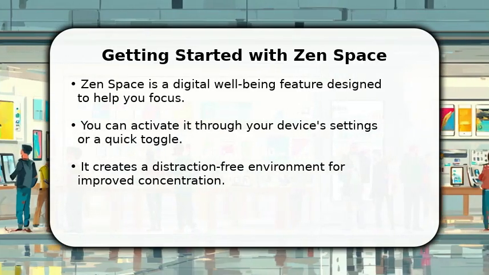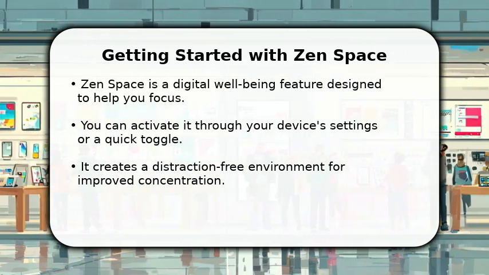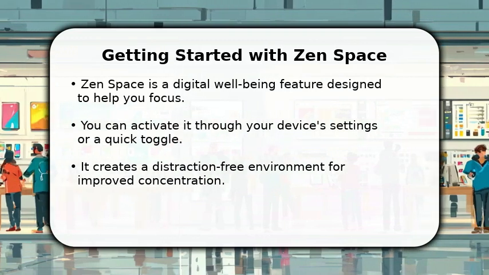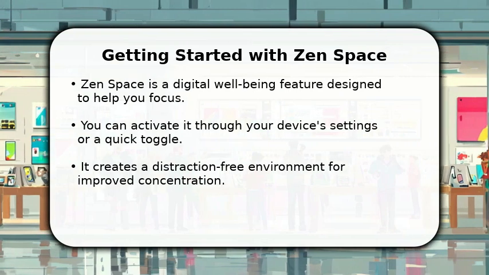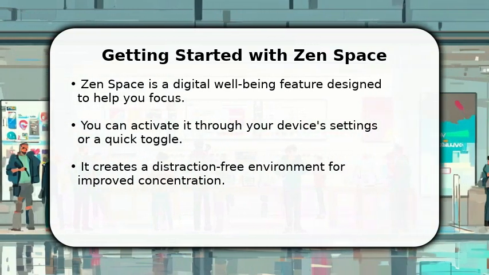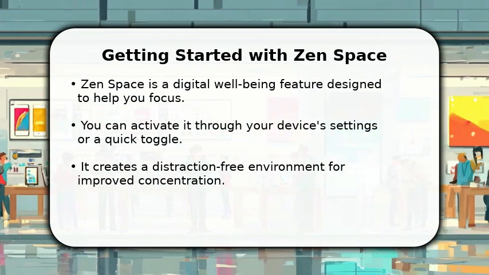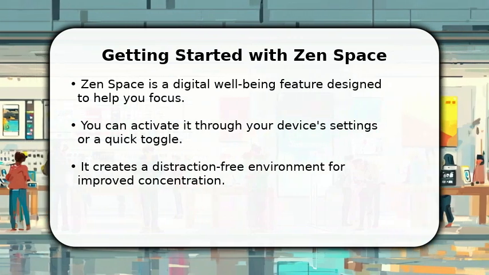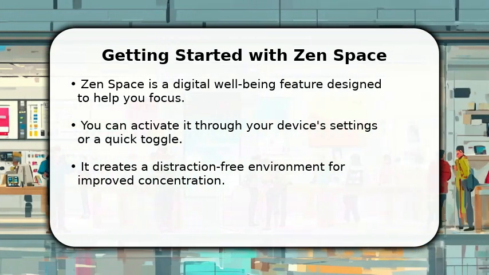In this video, I will explain how to use Zen Space. To begin, locate Zen Space within your device's settings, usually under Digital Wellbeing or Focus mode. Tap to activate it, and you'll immediately enter a simplified interface. This feature is designed to minimize distractions, helping you achieve a state of calm and focused productivity for your tasks. It's a straightforward process to initiate your first session.